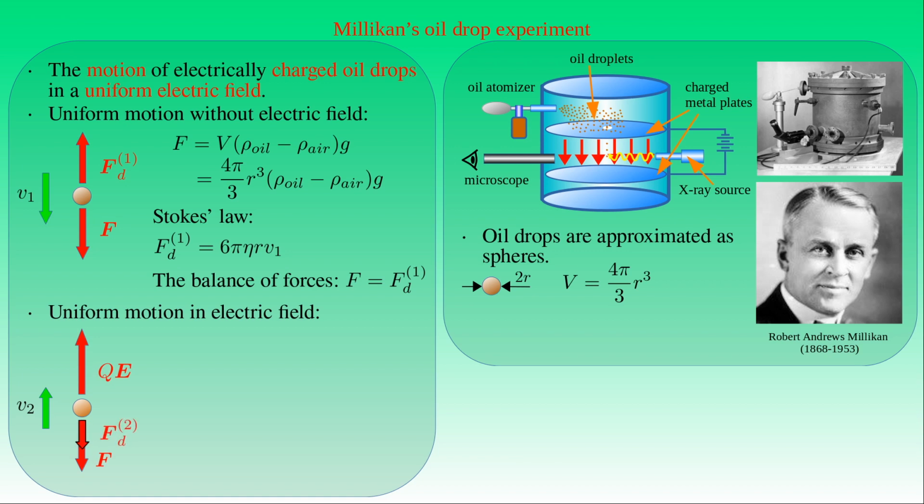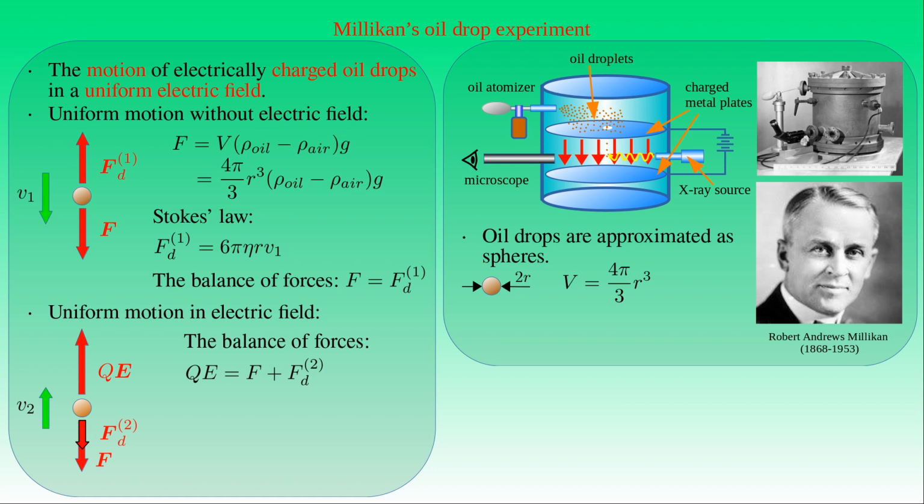Here the electric force exerted on the droplet is given by the charge Q of the droplet times the electric field strength E. The magnitude of the electric field can even be raised so that the droplet starts to move upward, and then reduced to its balance value. As a result, the forces acting on the droplet are in balance again, and the droplet has a uniform linear motion with a constant speed v2. Then the balance equation for the magnitudes of the forces states that the electric force Q times E is equal to the net force of the gravitational and the buoyant forces, plus the drag force acting on the droplet at the speed of v2.